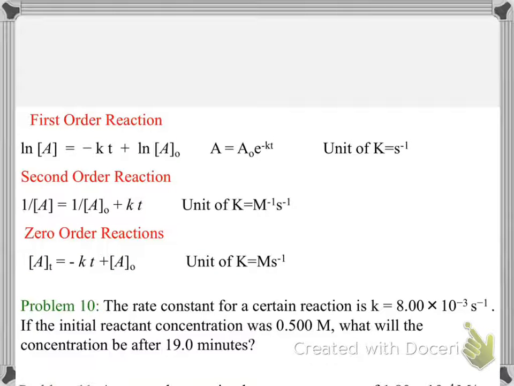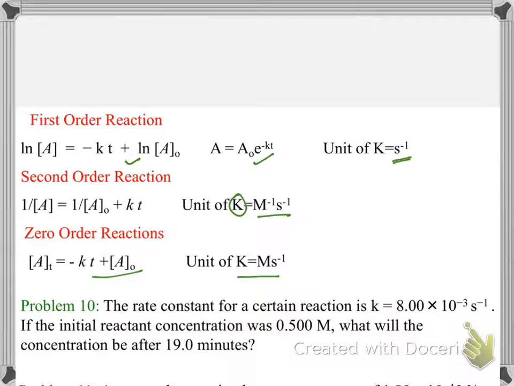So this is the summary. First order reaction equation is written in terms of natural log. You can get rid of natural log and get the equation in the exponential form. Remember, ln is the opposite of exponential, and if it's a first order reaction, the unit of k, the rate constant, always comes out per second. Second order reaction: equation and unit of rate constant always come out like this. Zero order reaction: this is the unit and this is the equation.